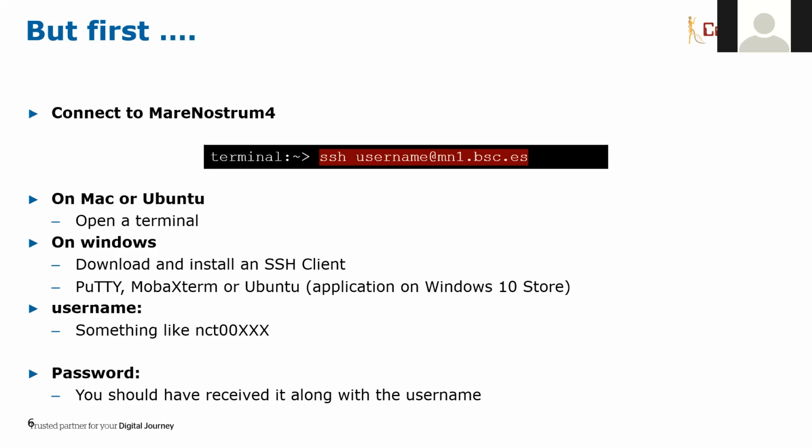I see. So we should put yes, like giving permissions? Exactly, put yes. And you're not selling your soul to anybody or having any trouble, don't worry. This is just so that the system will know that mn1.bsc.es is a known IP and it's trusted. I see. This mn1.bsc.es is like the address of the supercomputer on your side, something like that. Yeah, so to say.